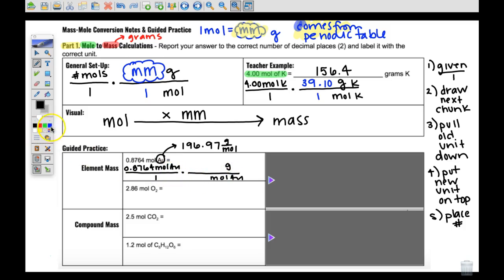So now I need to place my numbers. My molar mass is 196.97 grams for every 1 mole. So for every 1 mole of gold, it'll have a mass of 196.97 grams. After multiplying these two numbers together, I would get an answer of 172.62 grams.